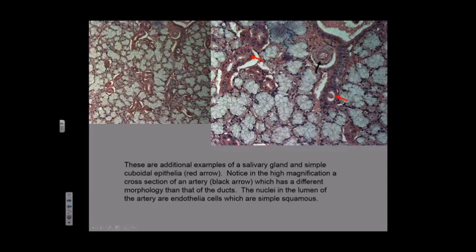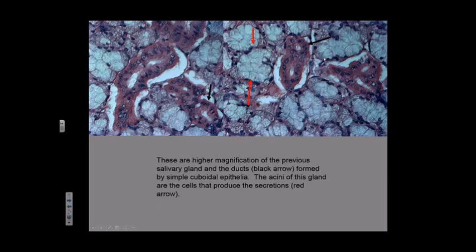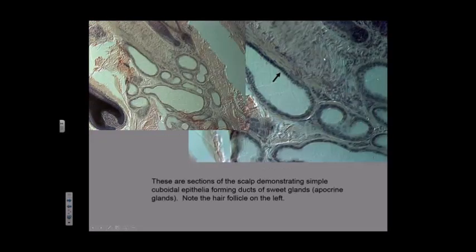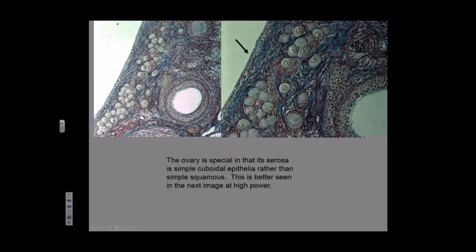So here's some more simple cuboidal epithelia. Here's an artery. So simple squamous in there. More of the same. Okay. This is sebaceous. These are associated with hair follicles. These are simple cuboidal. Here's a hair follicle. Okay. Here is an ovary, and the ovary has simple cuboidal epithelia as its visceral covering.